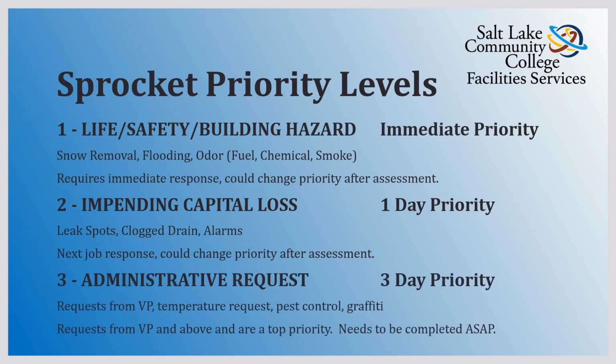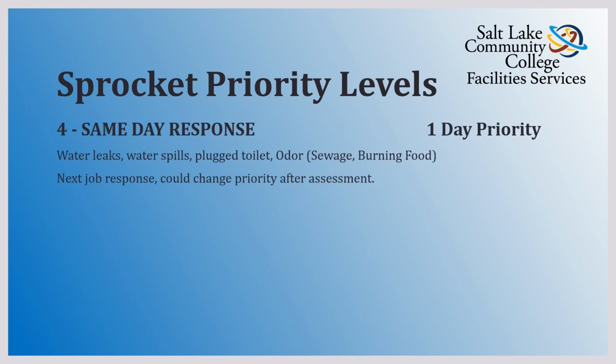Priority 3. Administrative request. Requests from the Vice President and above fall into this category and require completion as soon as possible. These may include temperature adjustments or pest control. Priority 4. Same-day response. These are issues like water leaks or plugged toilets that need attention within 1 day. Your team must assess and prioritize accordingly.